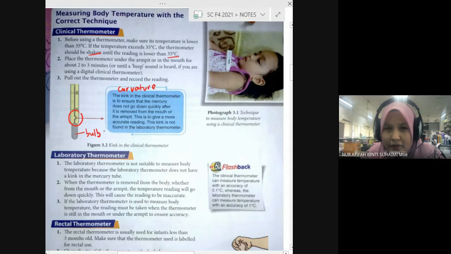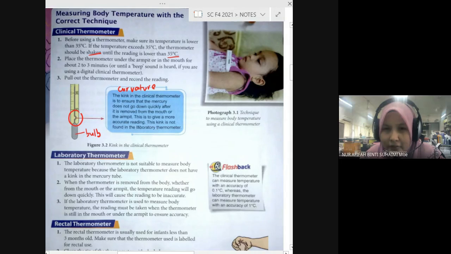So when we take the reading, we put it under the armpit or in the mouth. Once we take the reading, we remove it from our armpit or mouth. The reading will not drop. The mercury will not go down or return to the bulb. That is the function of the kink, to make sure the mercury stays in place for us to take the reading, so the reading will be accurate.